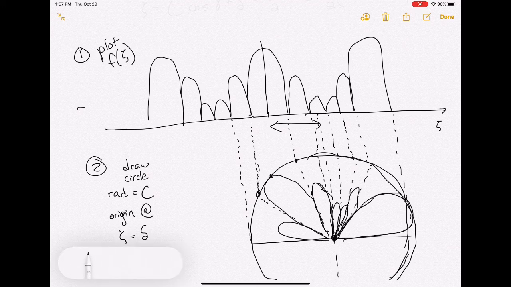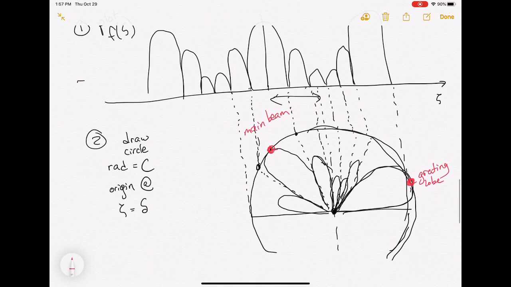And you can see in the pattern that we've generated here, by my randomly chosen radius and delta values, we actually have a main beam and a grating lobe. Now, which one is the main beam and which one is the grating lobe is really just a semantic distinction, but in general, the main beam is going to be the one where zeta is actually equal to 0, and the grating lobe is going to be any lobes, any major lobes where zeta is not equal to 0.